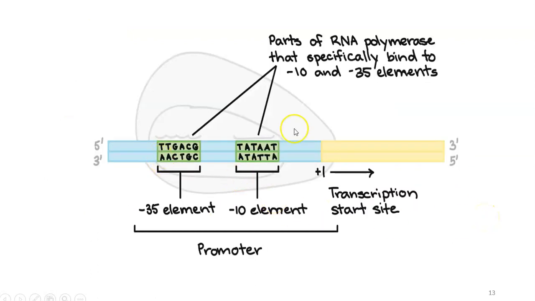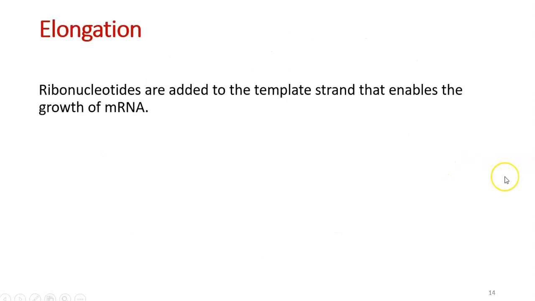You can see that this is the RNA polymerase. It is getting attached to this blue colored promoter region. Specifically it is recognizing two recognition sites, the minus 35 element and the minus 10 element. By attaching to these sites, it gets stabilized in the promoter area. Now from here the transcription begins. That process is known as elongation.